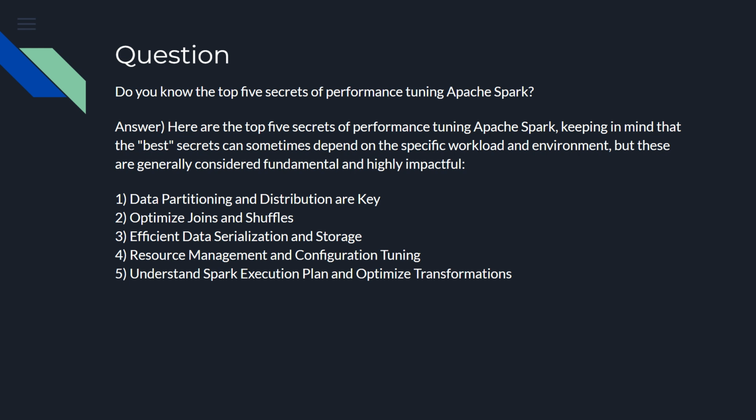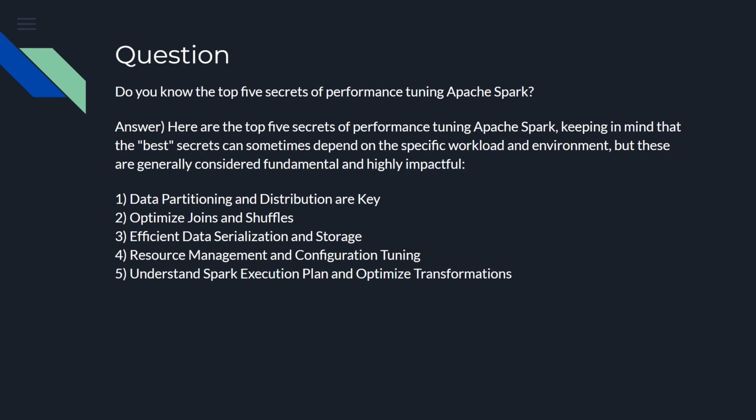Shuffle configuration. Tune shuffle-related configurations like spark.shuffle.service.enabled. Using an external shuffle service can improve stability, and spark.sql.shuffle.partitions, increase if you are seeing excessive spilling during shuffles. Fifth one, understand Spark execution plan and optimize transformations.